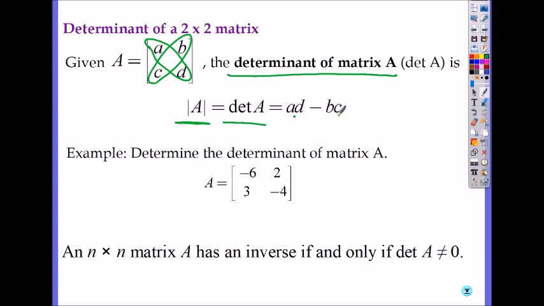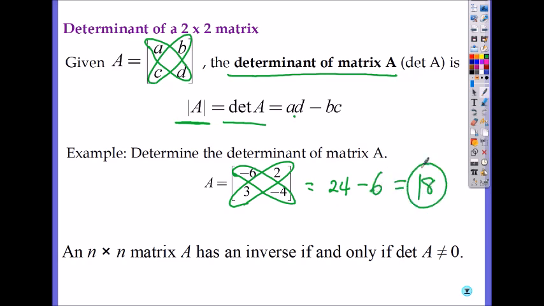So let's find the determinant of matrix A. You multiply these two together, so 24, minus these two multiplied together, 6. So what's the determinant? 18 is the determinant of this matrix. And the matrix has an inverse if the determinant is not equal to 0. If the determinant is equal to 0, then there will be no inverse for that matrix.